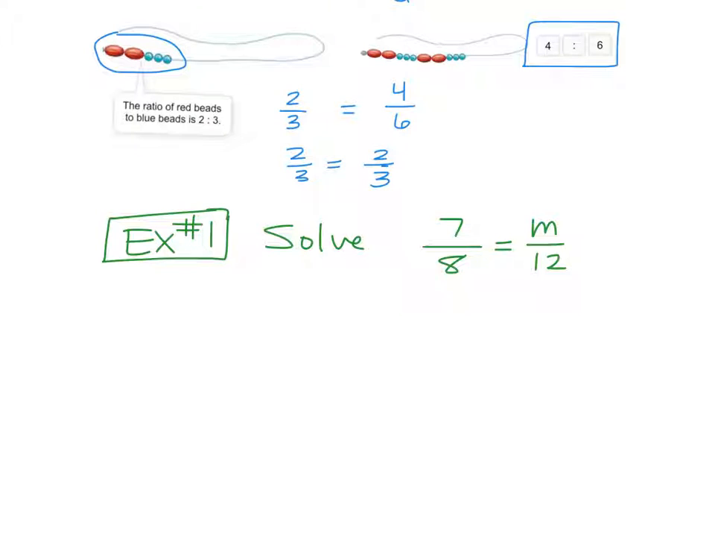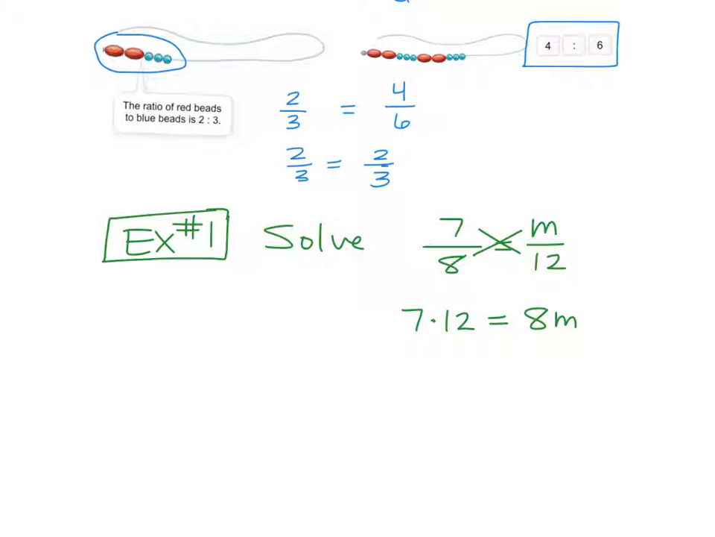When you are solving a proportion, hear me on this, because sometimes people will do this wrong. You are cross multiplying. You are not multiplying vertically. You are not multiplying straight across. It's like an X. So you're going to go 7 times 12, and then bring down your equal sign, and then multiply the other diagonal, 8 times m.